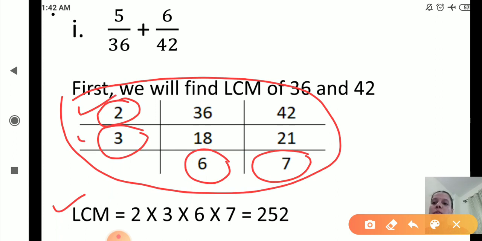So which are the factors? 2 into 3 into 6 into 7, right? Do the multiplication in your rough notebook. 2 into 3 into 6 into 7 is equal to 252. Yes, you will do the multiplication properly and then you will write down the answer. So the answer is 252. When we are multiplying all these factors, 2 multiplied by 3 multiplied by 6 multiplied by 7, you will get 252. I hope you are clear till here.